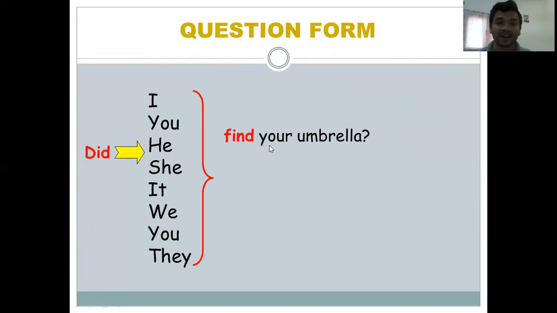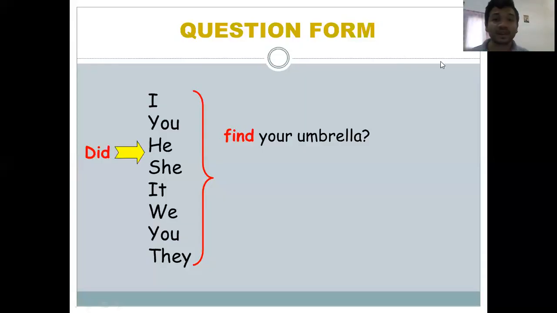Did I find your umbrella? If there is did here, we always use the simple present form of the verb. So did I find, did you find, did he find, did she find, did it find, did we find, did you find, did they find your umbrella? So the structure is very easy.